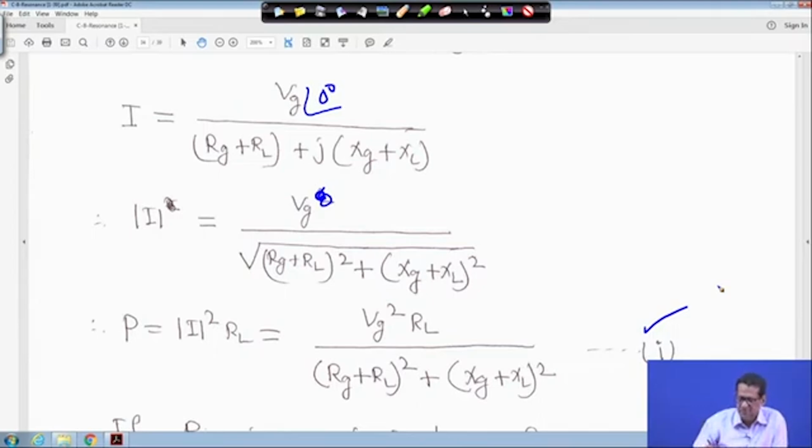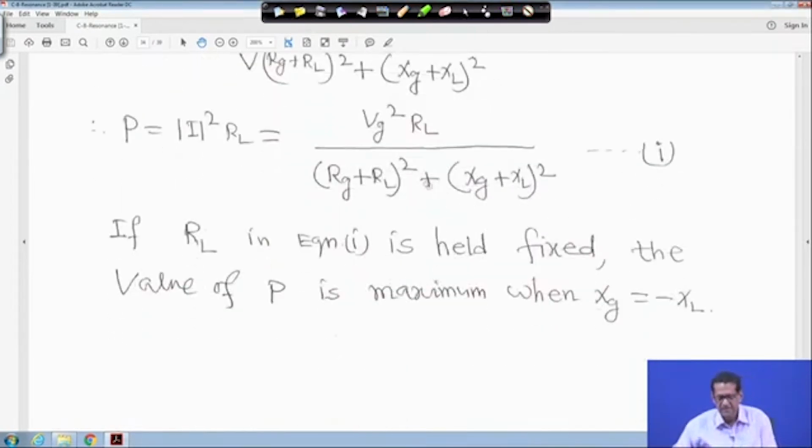Here I corrected it, I had forgotten something. It is understandable to you. Now in equation 1, suppose R_L is held fixed. The value of P is maximum when X_G is equal to minus X_L. If you set X_G equal to minus X_L, that means X_G plus X_L is equal to 0, so this term will vanish, therefore power will be maximum if R_L is held fixed, right.